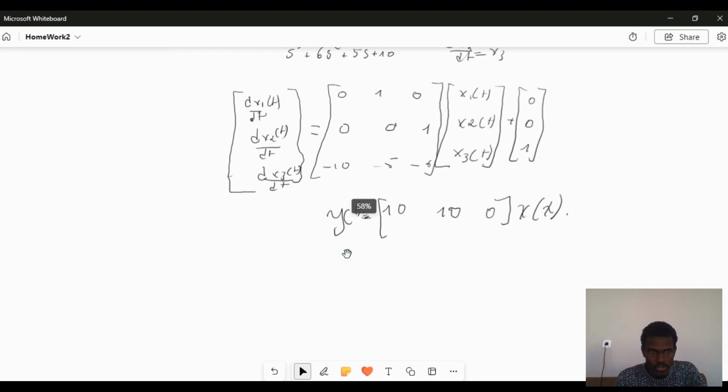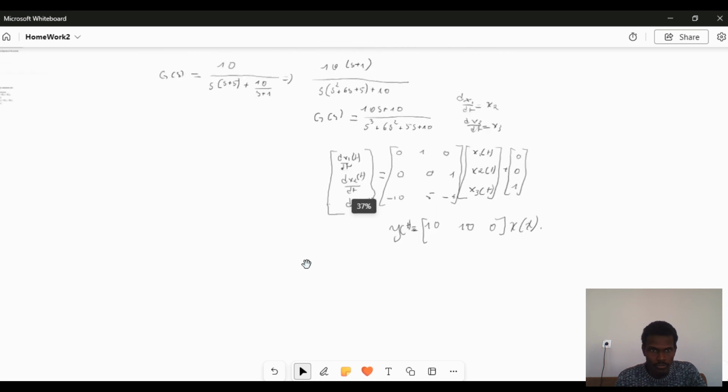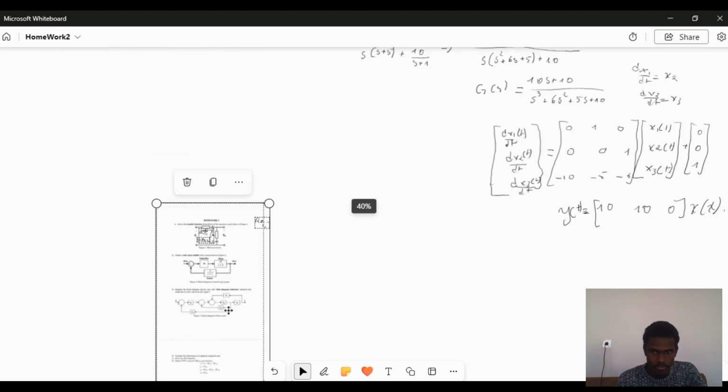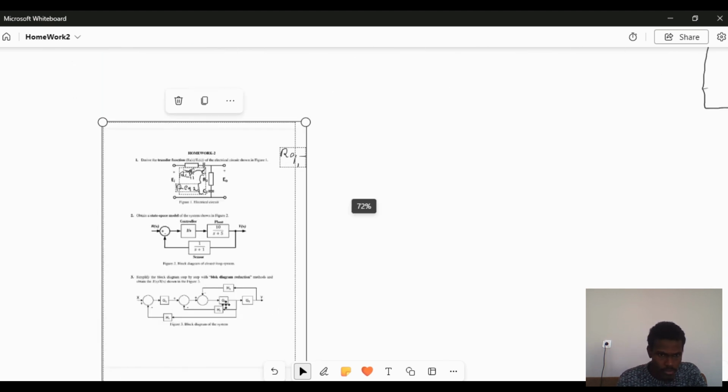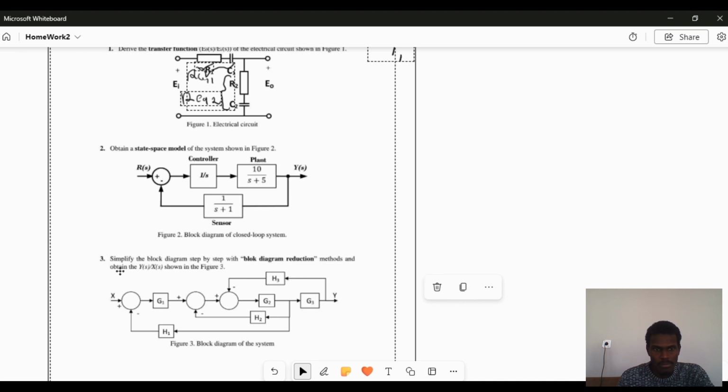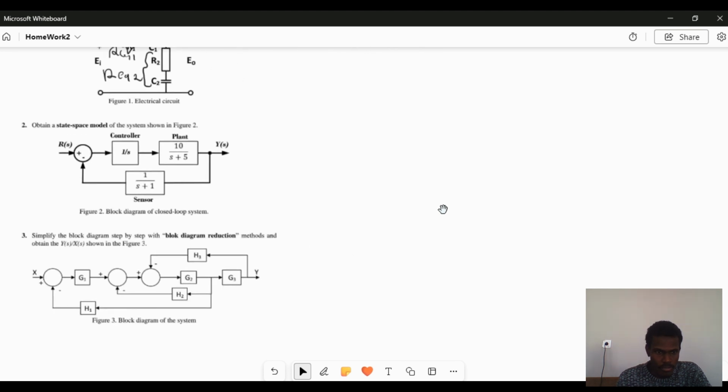So here we can continue with the third question. Here we ask you to simplify the block diagram step by step with the block diagram reduction method. So we can redraw it here at x.